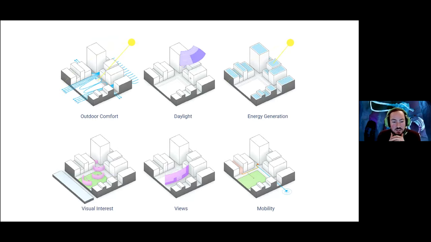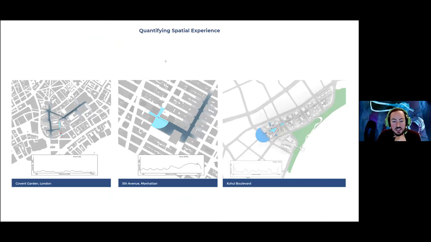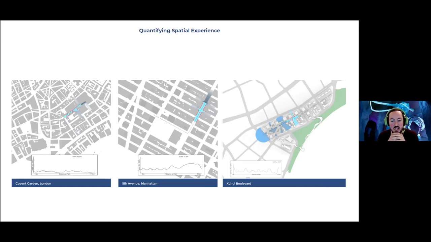And then finally, we have the metrics for evaluation. These are some common ones we use. I'm going to dive into some more specific examples around quantifying subjective issues. We're looking at things like outdoor comfort, energy generation, daylight, views, visual interest, and mobility. Visual interest is one of the things we spend a lot of time analyzing and trying to visualize. What you're seeing here, for example, is a 2D spatial pulse, how open or closed a space is as you walk through it.